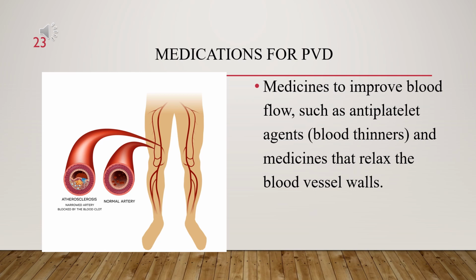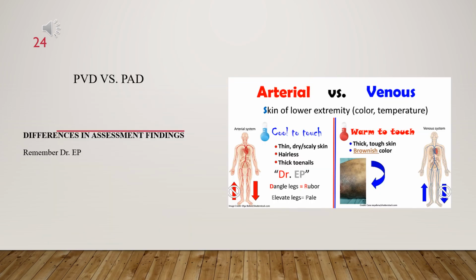So what medications do we use for PVD? Well, of course, we want to improve blood flow, such as antiplatelet agents, such as blood thinners, and medicines that relax the blocked blood vessel walls. So we want those to vasodilate so that more blood can get through. And of course, we don't want our patients to develop a clot, so we're going to give them antiplatelet agents or blood thinners.